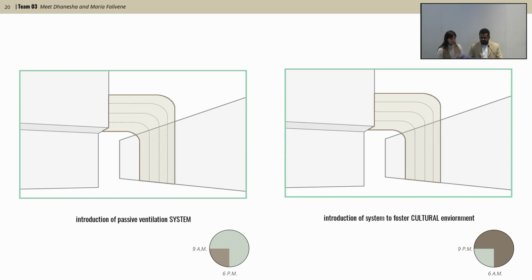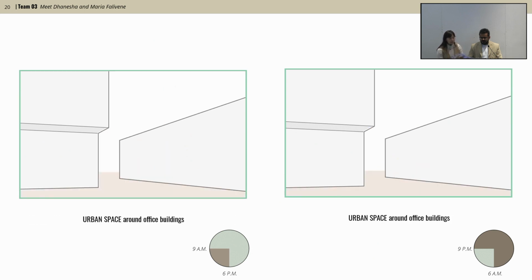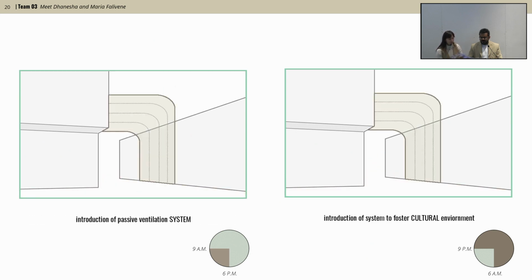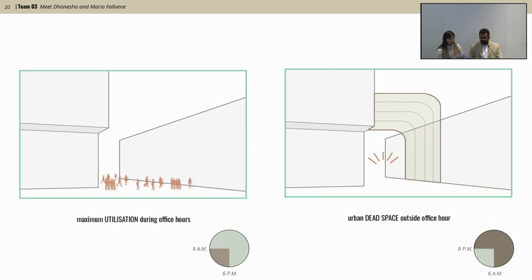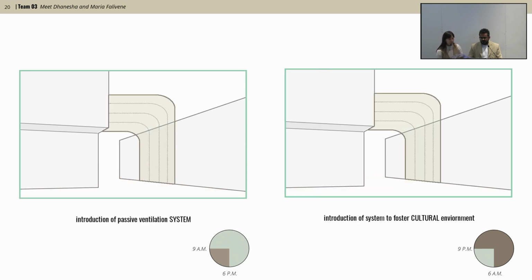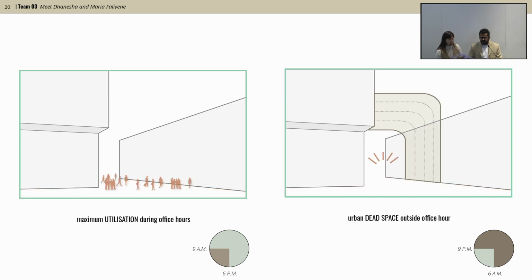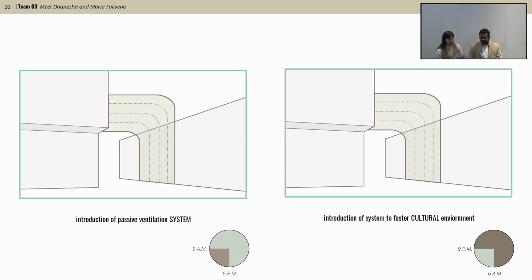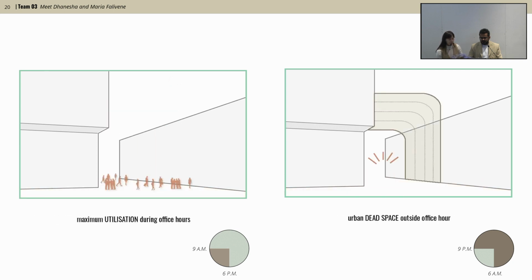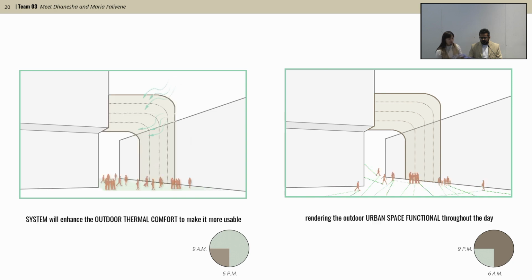Simultaneously, an understanding of the usability of urban space outside office areas was carried out. The space is maximally utilized during office hours with high humidity and radiation, and becomes dead space outside the office hours. Integrating a system can enhance the outdoor thermal comfort and foster a cultural environment.